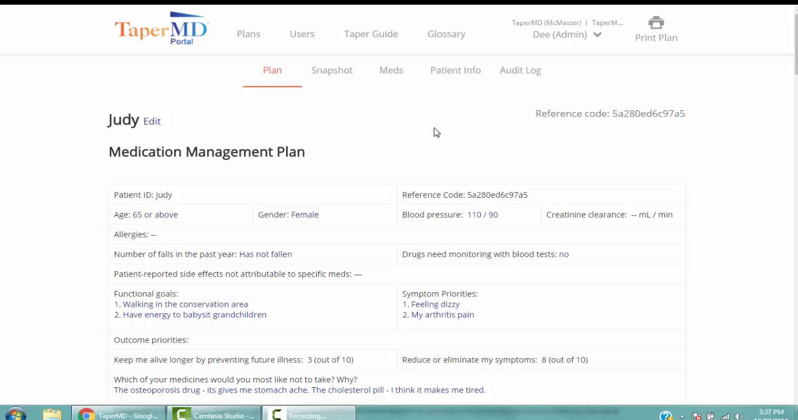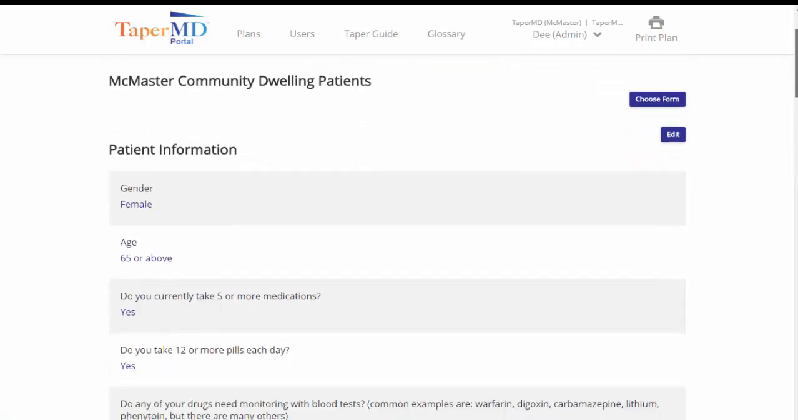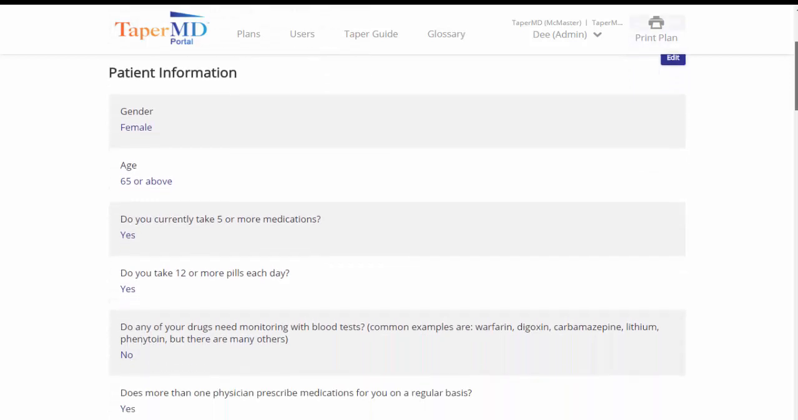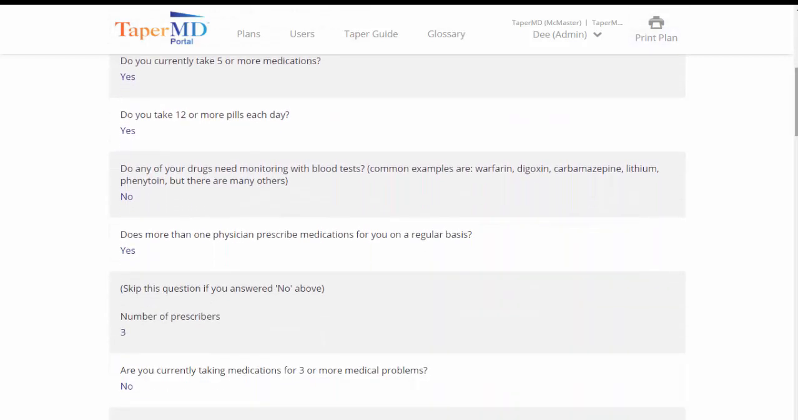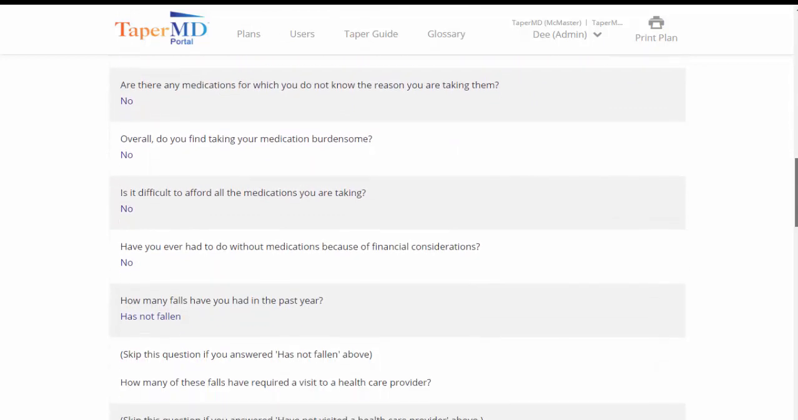So let's take a look at each of these tabs individually in a bit more detail. You'll see in Judy's patient information tab there are a series of questions here about Judy herself, her age and her sex, and about her medication use, where she gets her medications from, how many prescribers she has, whether she thinks she's having any side effects from any of her medication.